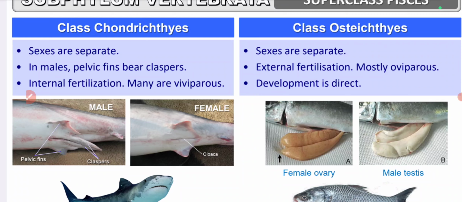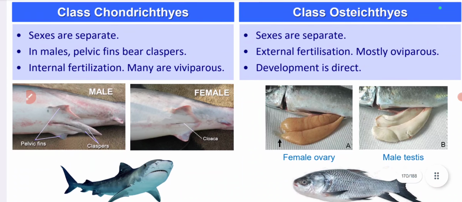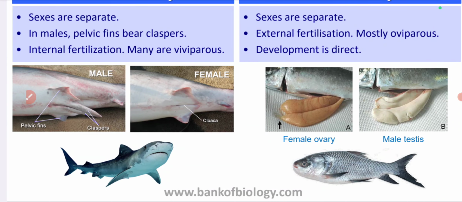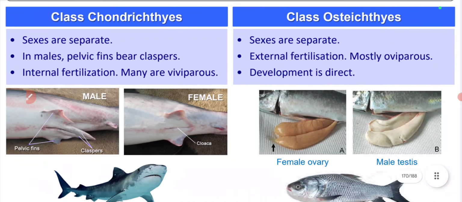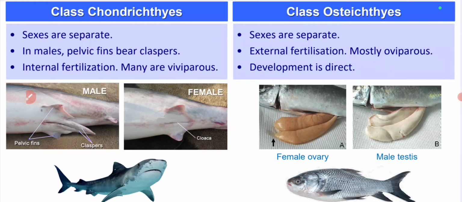Okay, in Chondrichthyes, in male, pelvic fins bear claspers. Internal fertilization and many are viviparous. But in Osteichthyes, external fertilization, mostly oviparous, development is direct.